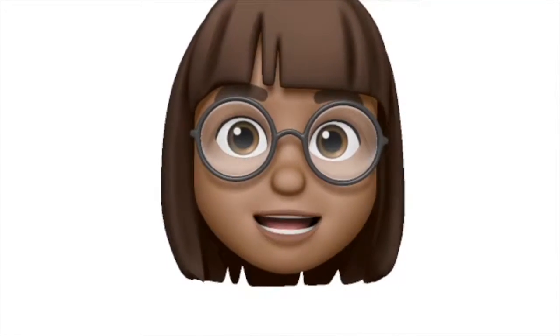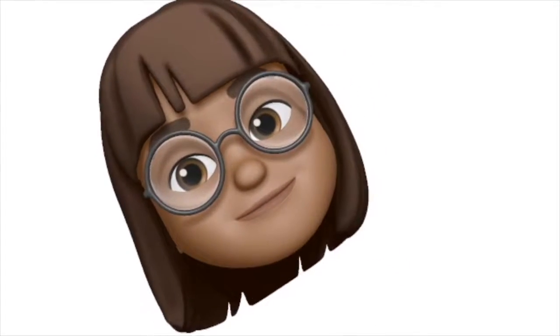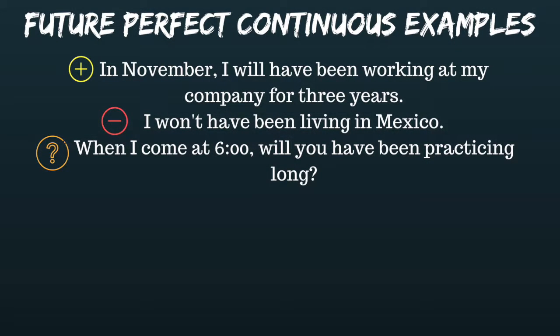Let's see some quick examples. Okay, so we have an example in the affirmative form. In November, I will have been working at my company for 3 years. For the negative form, we have, I won't have been living in Mexico. And for the interrogative form, when I come at 6, will you have been practicing long?